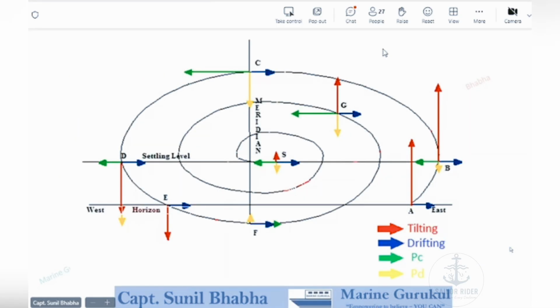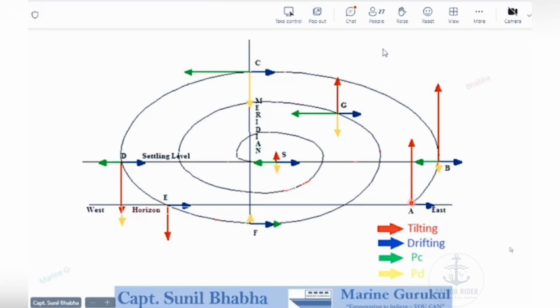Let us now try to understand how the introduction of this new force, that is the yellow color force damping precession, converts the elliptical motion into an inward spiral. The first 3 forces which you see, the red color force tilting, the blue color force drifting, and the green color force control precession, are exactly behaving in the same way as they were behaving in the elliptical motion. The only new addition is the yellow color force, which is the damping precession.